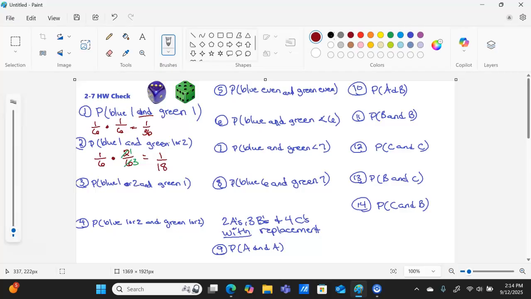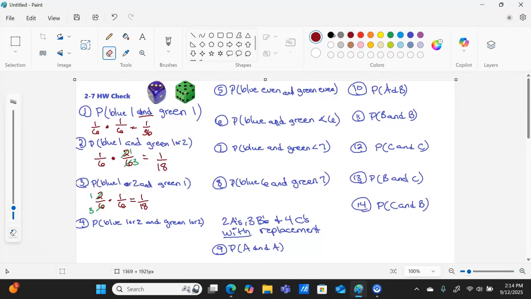Number 3, the probability of the blue being a 1 or a 2, that would be 2 out of 6, and the green being 1 would be 1 out of 6. Again, we can reduce our fraction, and we get 1 out of 18.